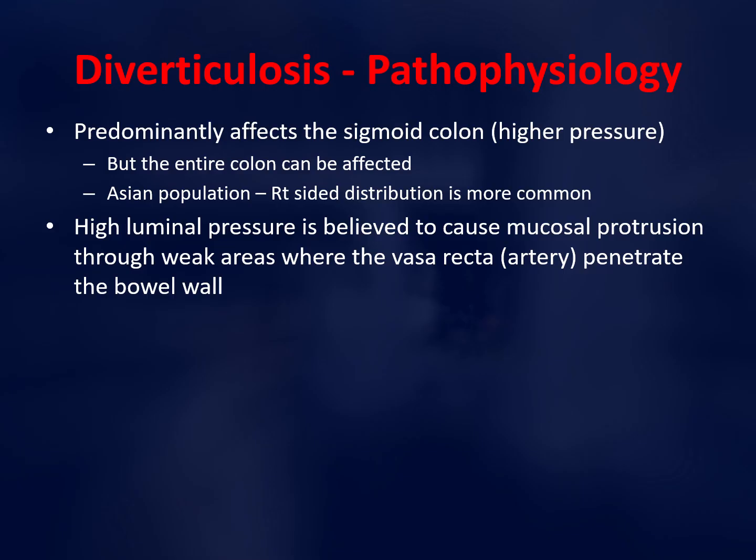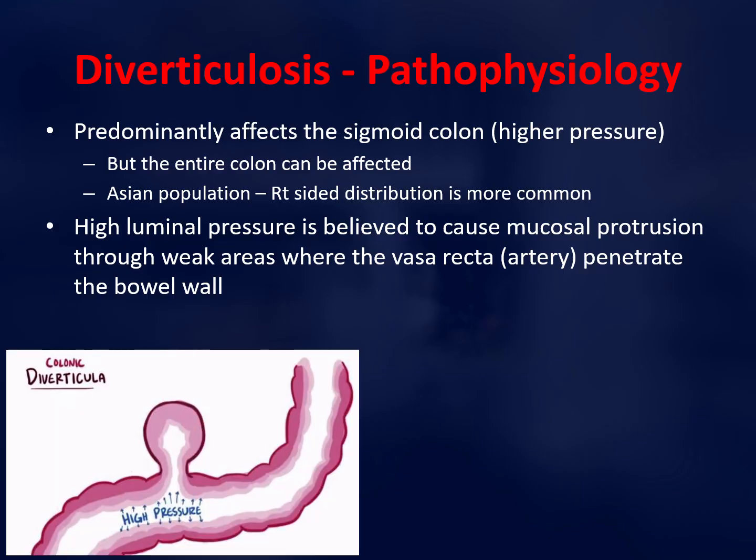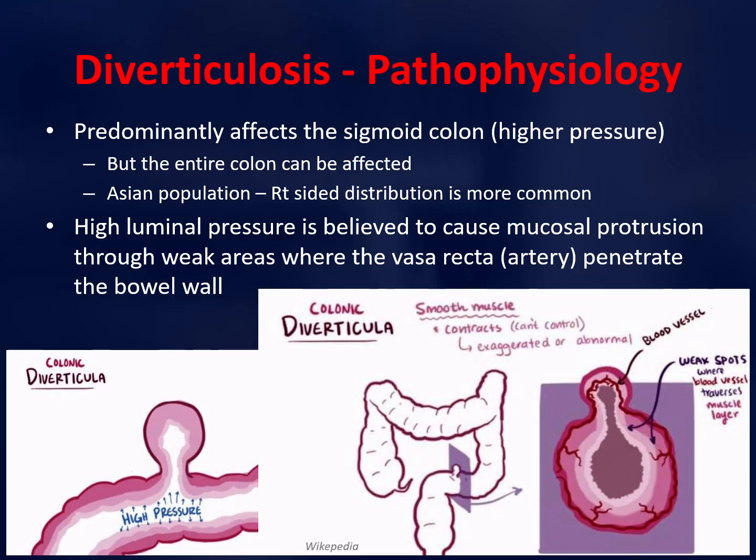As we said, high luminal pressure is believed to cause protrusion of mucosa and submucosa through weak areas of the colonic wall, and specifically at the point where the vasa recta penetrate the bowel wall. So at these specific areas, the high pressure will cause the protrusion of the mucosa and the submucosa, and this is how diverticula will form in the colon.